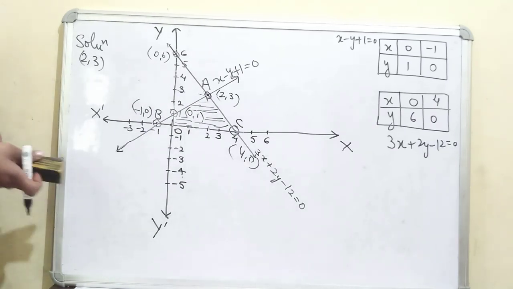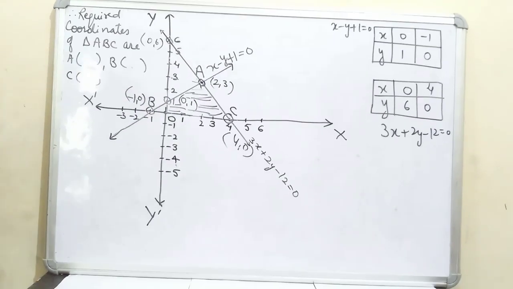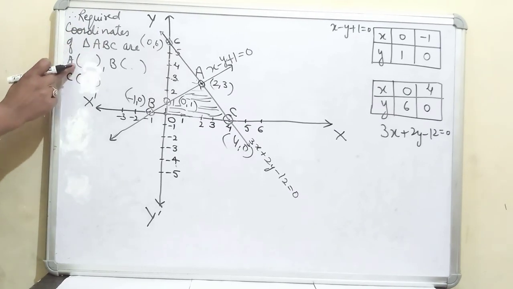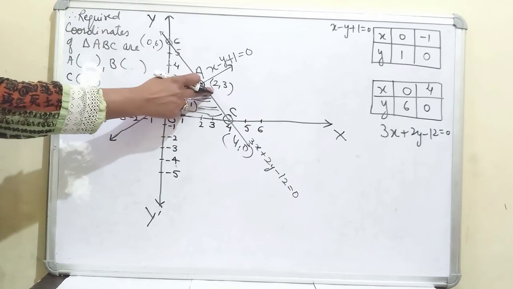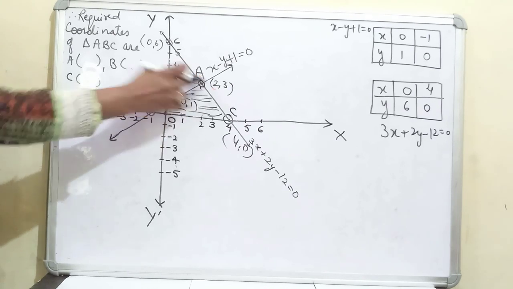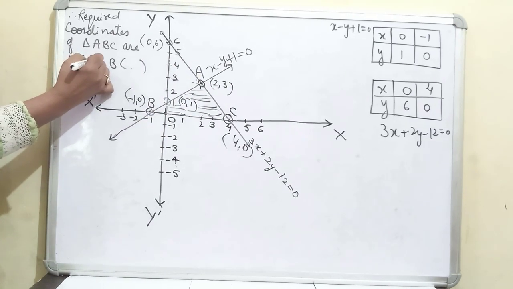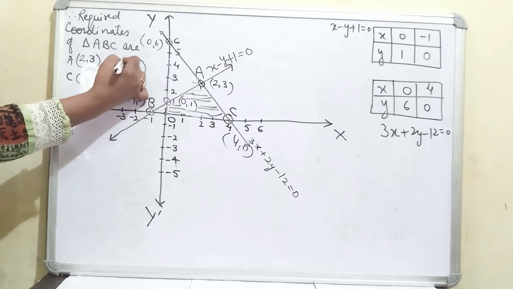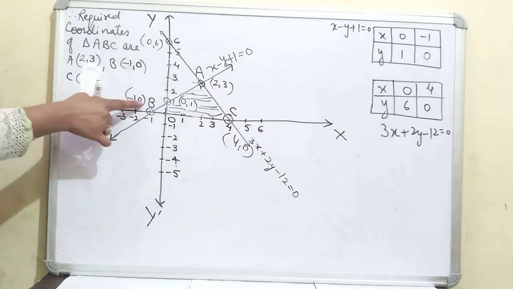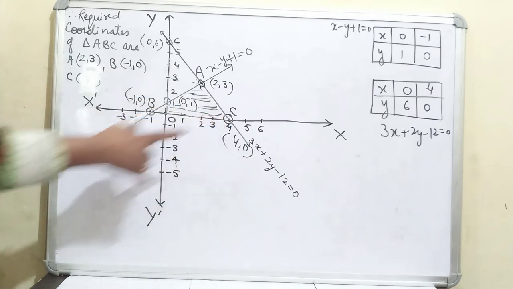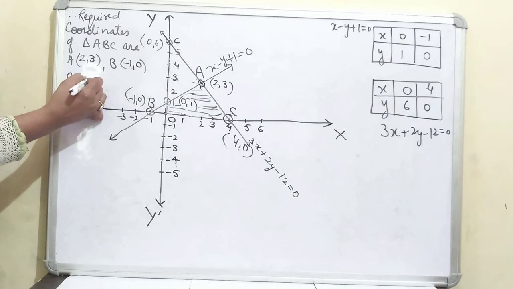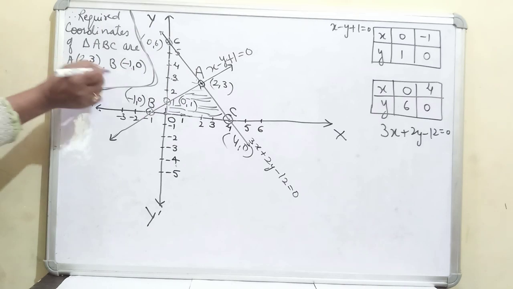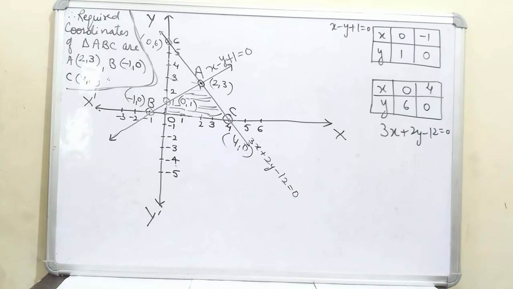Because you want to write the coordinates, the required coordinates of triangle ABC are: A. Tell me the value of point A. Yes, point A is 2, 3. Point B, based on the x-axis, is -1, 0. And this one, point C, is 4, 0. So this is our answer. Okay. So in this way you have to do the question.